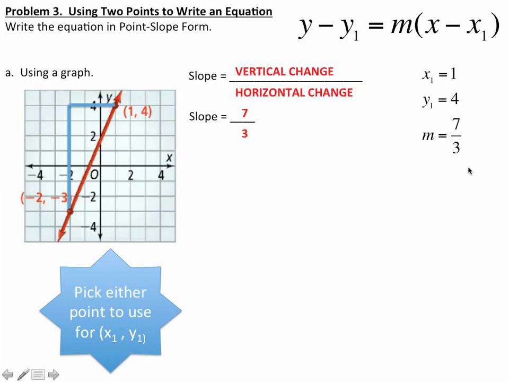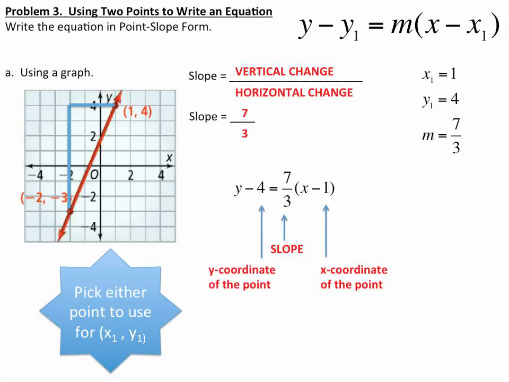Okay, so as long as I have those numbers, all I got to do is jam them into the template. Well, that's pretty simple. So x minus, well, x1 was 1, 7/3, y minus, well, y1 was 4. So there it is. There's your slope. There's your x-coordinate. There's your y-coordinate.